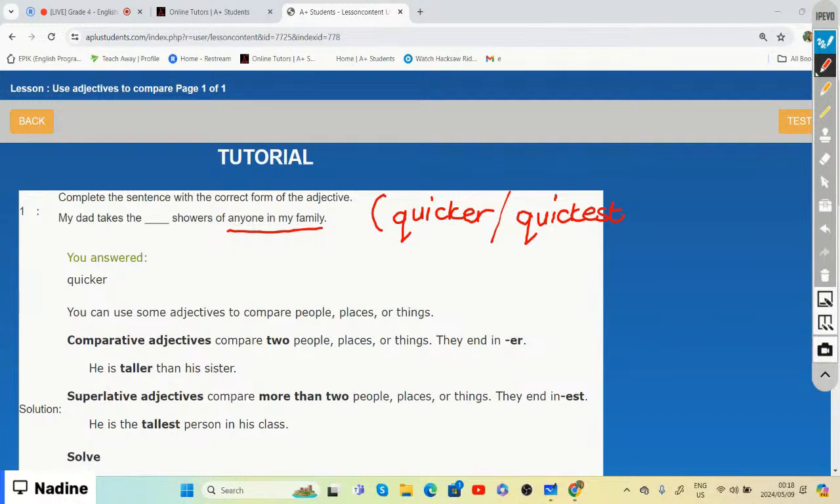All right, and if I select the correct one, we can then say that dad takes the quickest shower. So well done, Prayan. Dad takes the quickest, and it ends in est, showers of anyone in the family. And that is a superlative adjective because dad is being compared to more than two other people in the house, basically. Right? So quickest is the correct word. So well done.